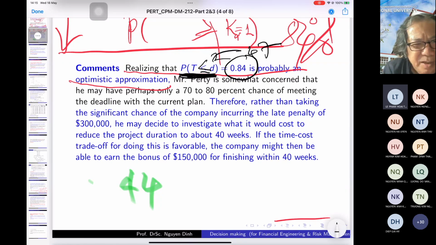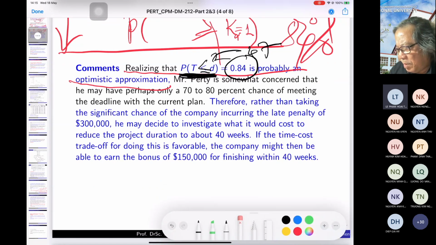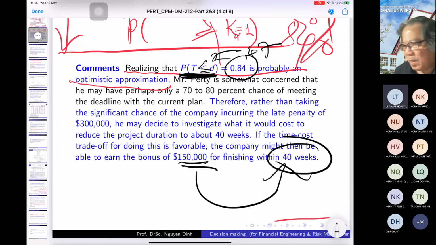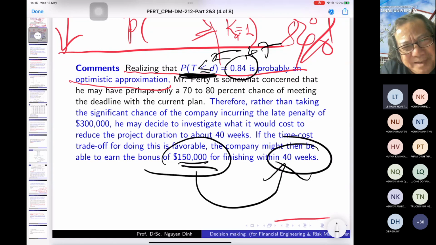But in the condition of the work like this. If you can reduce the work to 40 weeks, then you can get $150,000 for bonus. The normal time, the mean time is 44. Is that okay? Now, if you can reduce just 4 weeks, then you can get $150,000.